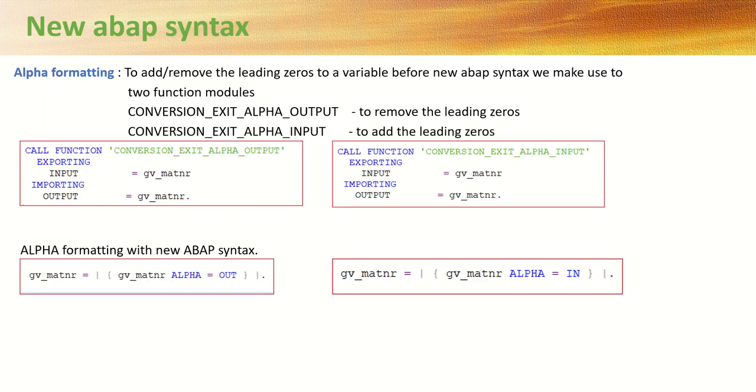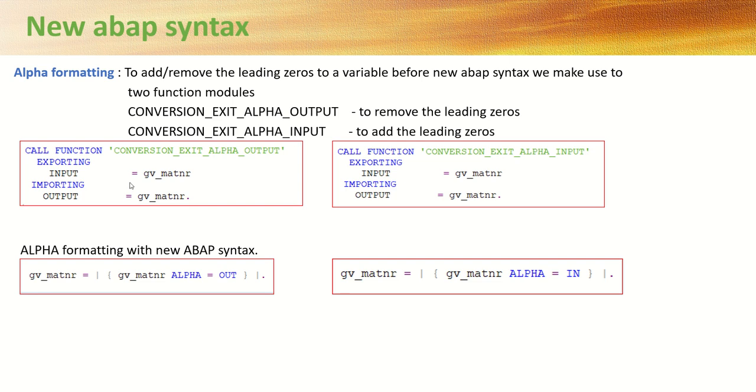Hi. Next topic we'll learn in new ABAP syntax is alpha formatting. Before ABAP 7.4, to add or remove the leading zeros to a variable, we make use of two function modules. CONVERSION_EXIT_ALPHA_OUTPUT to remove the leading zeros and CONVERSION_EXIT_ALPHA_INPUT to add the leading zeros.